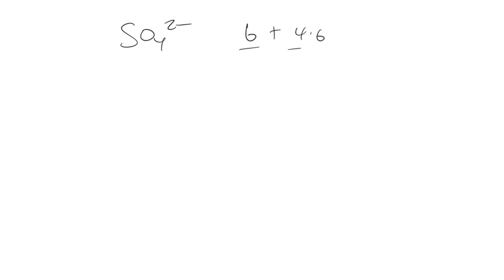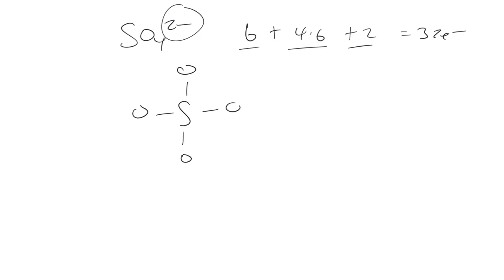6 for sulfur, 4 times 6 for O, plus 2 for a negative charge. Remember, you add electrons for negative charge structures and take them away for cations. So we have 32 total valence electrons. So we have a Lewis structure that starts with 4 single bonded oxygens to sulfur. Then count our electrons used versus available. So that's all 32 electrons, so none left over to put on sulfur.